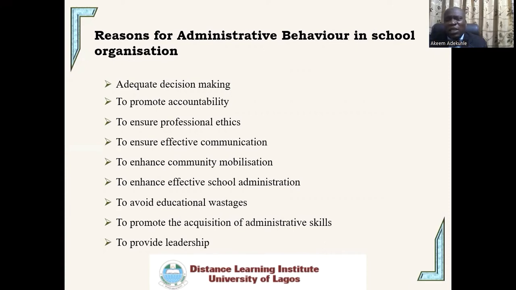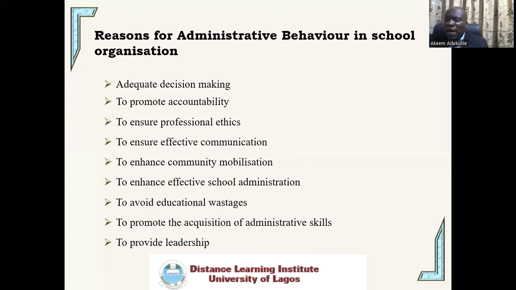And what is it to make decision? Decision making has to do with making of choice from among competing alternatives. So administrative behavior will help us make adequate choice, because as organizational persons, there are a lot of decisions that are made, especially within the school system. And with administrative behavior in place, effective and appropriate decisions are made. Apart from that, it also helps to promote accountability.